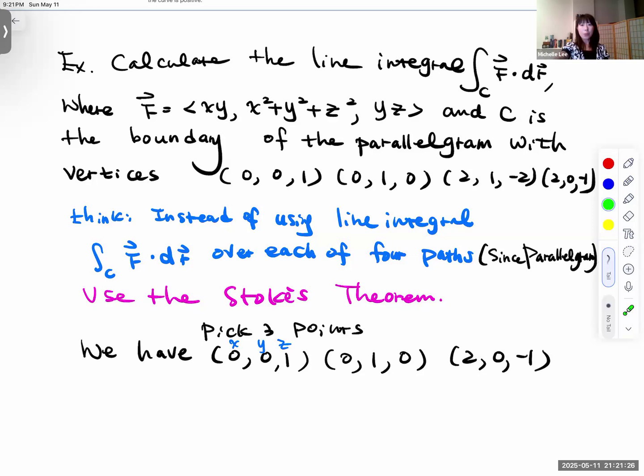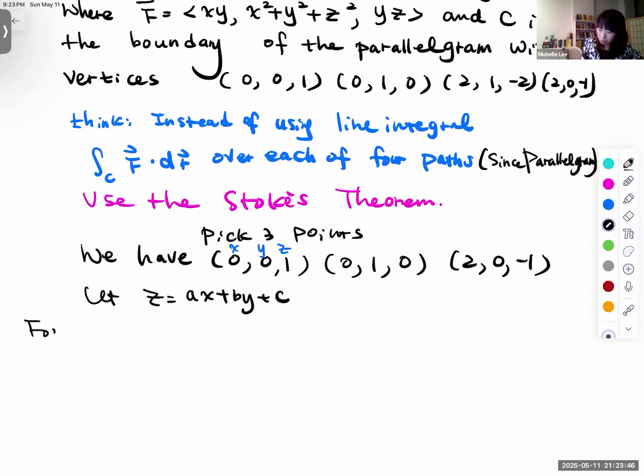Okay, so let's pick 3 points here: (0,0,1), (0,1,0), and (2,0,-1). Then let's say z equals the plane equation, ax plus by plus c, right? For the first point, (0,0,1), we have x, y, z, so z equals ax plus by plus c, and z equals 1. Then x equals 0 and y equals 0, so c equals 1, right?